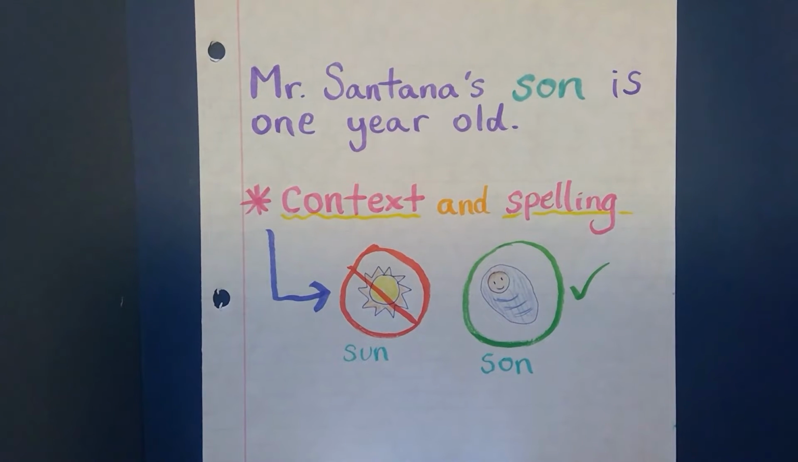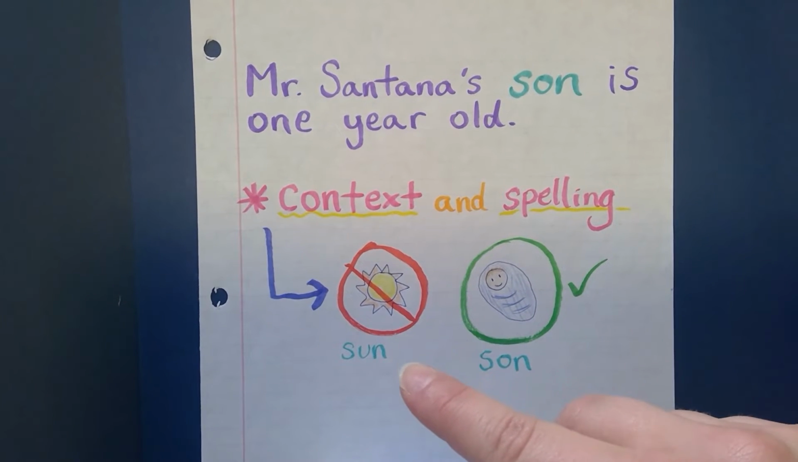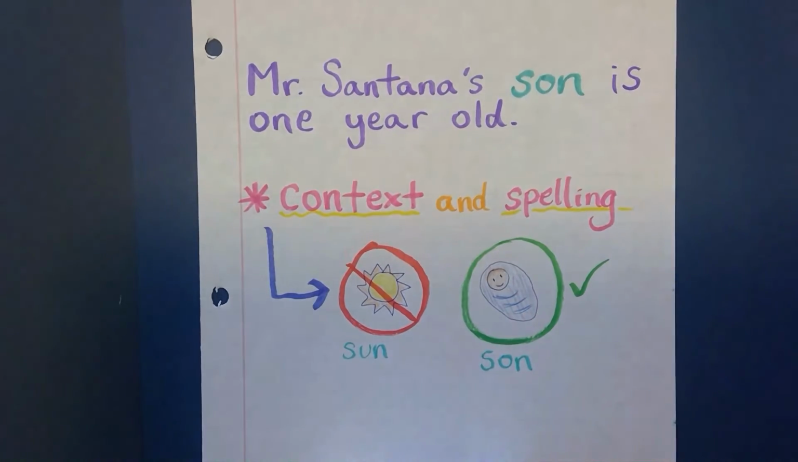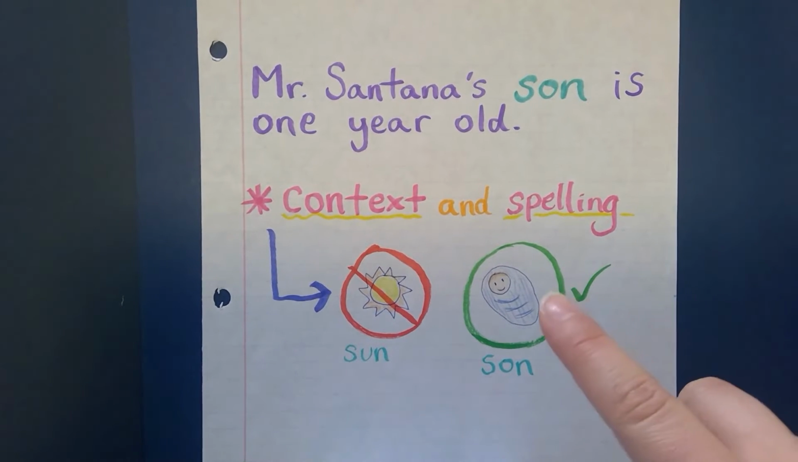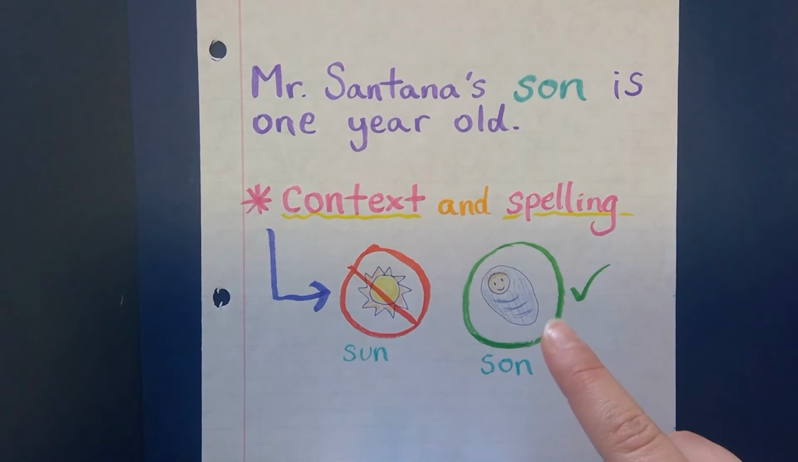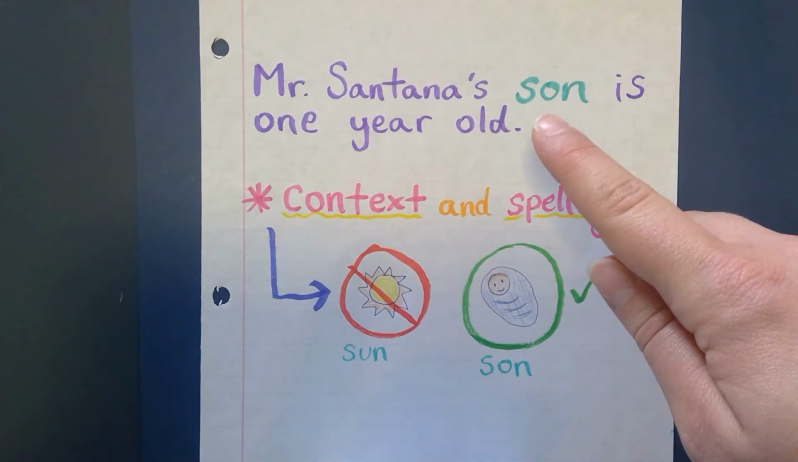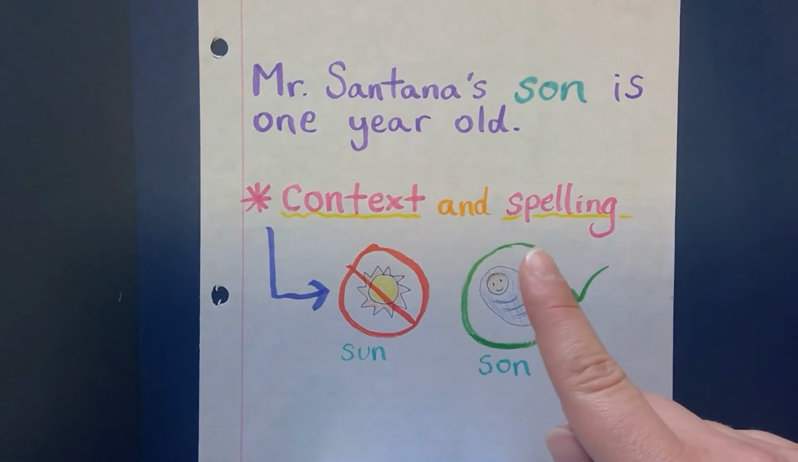So I know, because I know how sun, like the fiery star that keeps our planet warm, is spelled, that it's not that sun, because Mr. Santana doesn't have an entire sun to himself, but he does have a little baby son named Noah, and I know that that son is spelled S-O-N, which clues me into the fact that that is the right son for this sentence. So, using the context of the sentence and using the spelling.